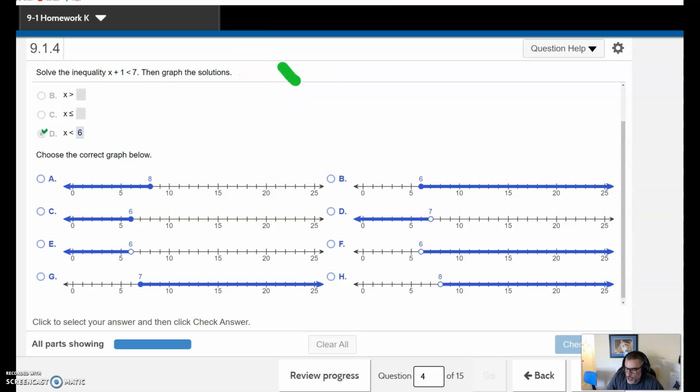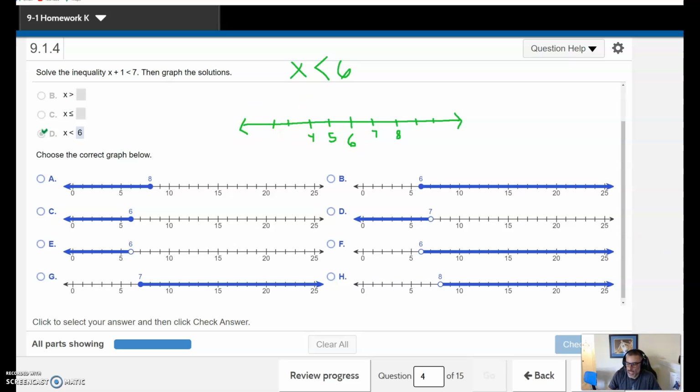All right. Our answer was x is less than 6. So what I'm looking for, all of these are number lines. Okay, so I'm going to make a number line here, and here's 6. I want every number that is less than 6. So this would be 7, and this would be 8, and so on. This would be 5, and this would be 4, and so on. So I need a way to show every number that is less than 6.